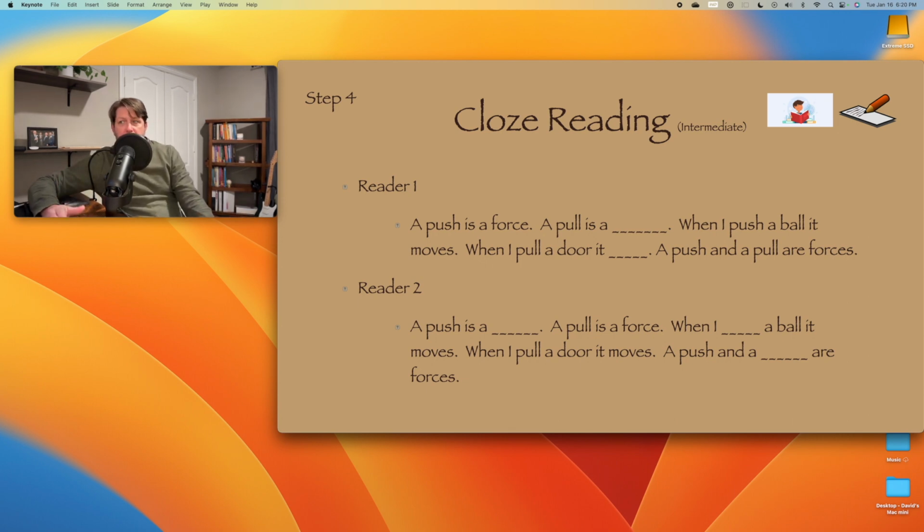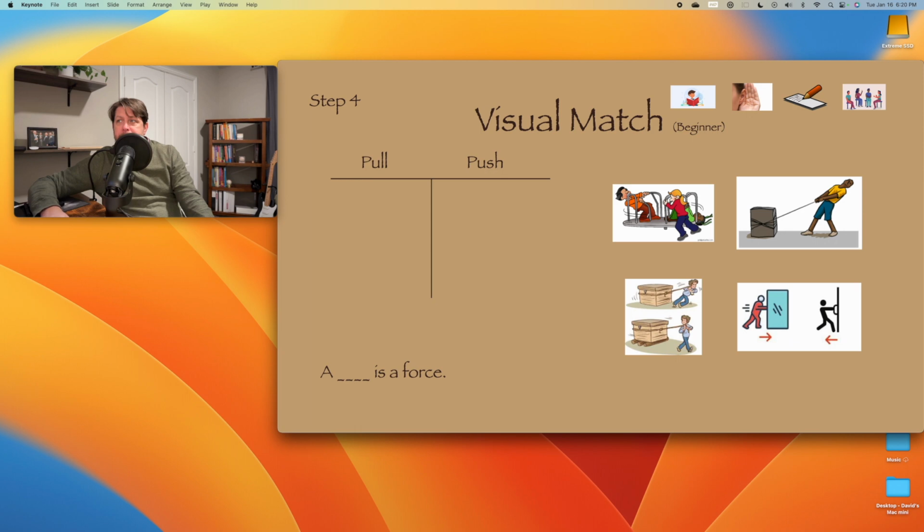And again, they're going to work in pairs. And maybe you would need to provide a word bank at this level too for each reader to have access to, to help them fill in the blanks. So if you have beginning level students, a visual mix and match is a good activity to use. So basically a T-chart, you're going to have them separate pulls and pushes, and then there's a sentence stem at the bottom for them to practice using the vocabulary.